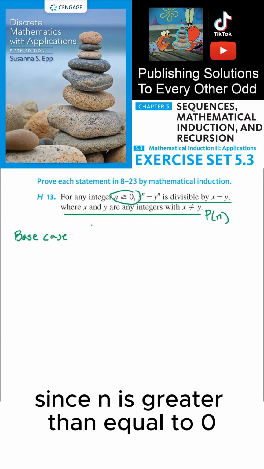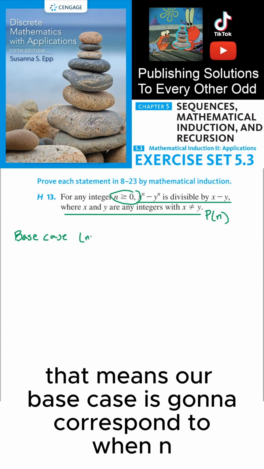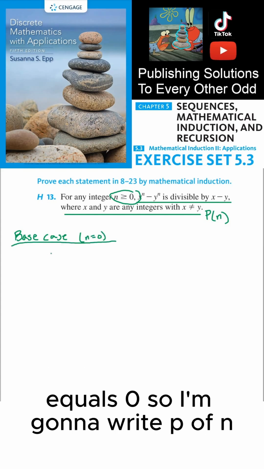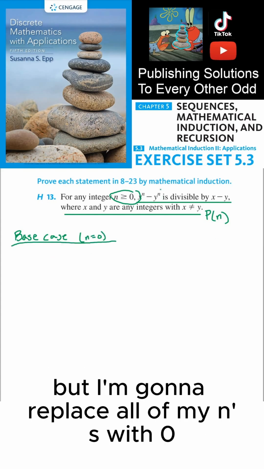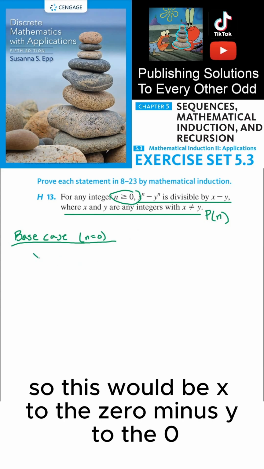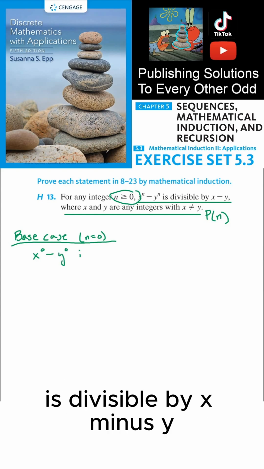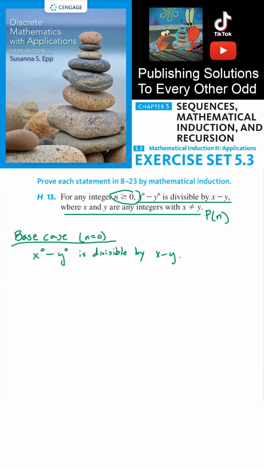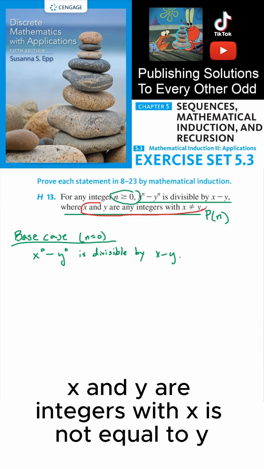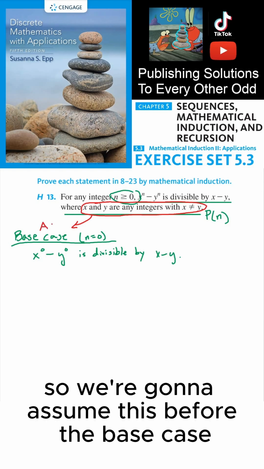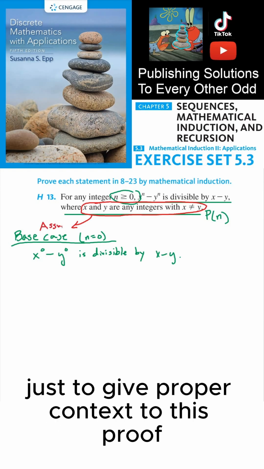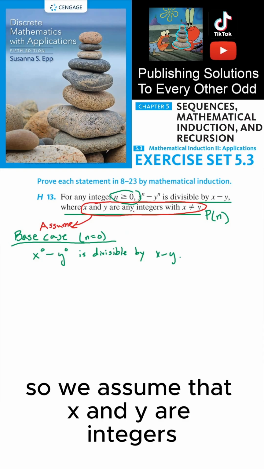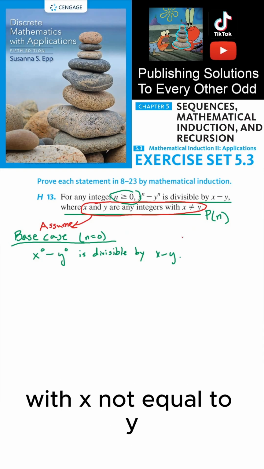Since n is greater than or equal to 0, our base case corresponds to when n equals 0. So I'm going to write P of n, but replace all of my n's with 0. This would be x to the 0 minus y to the 0 is divisible by x minus y. Now what I should have done is assume that x and y are integers with x not equal to y. So we're going to assume this before the base case, just to give proper context to this proof. So we assume that x and y are integers with x not equal to y.